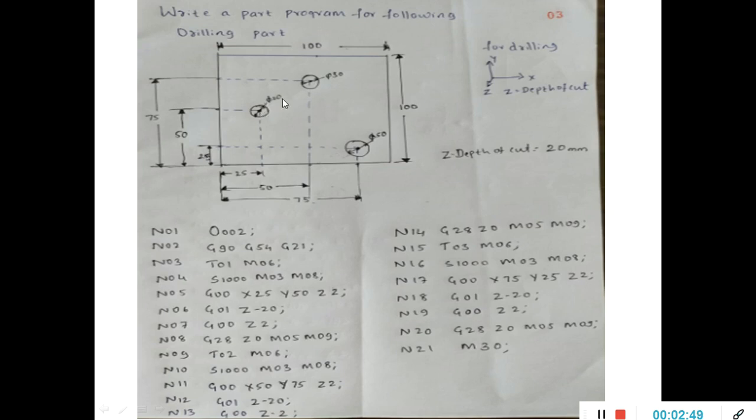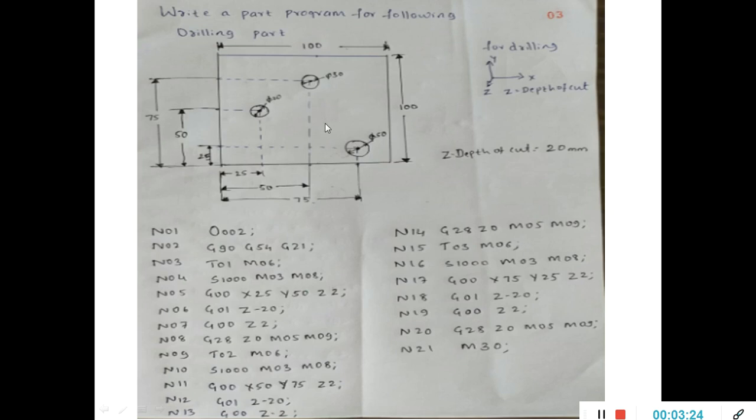Okay, so the 3 holes are located at different positions, and you have to write the part program to drill the 3 different holes using 3 different drill bits. Now how many tools are we going to use? 3 tools: T01, T02, T03. Already in the tool magazine we have mentioned T01 means the diameter of the drill bit is 20 mm, T02 means the diameter of the drill bit is 30 mm, and T03 means the diameter of the tool is 50 mm.